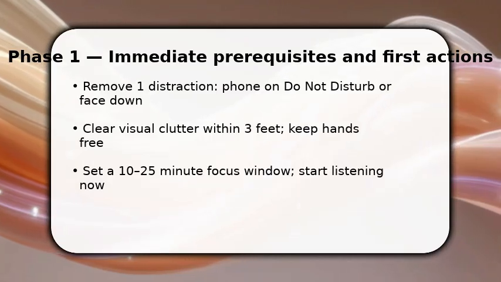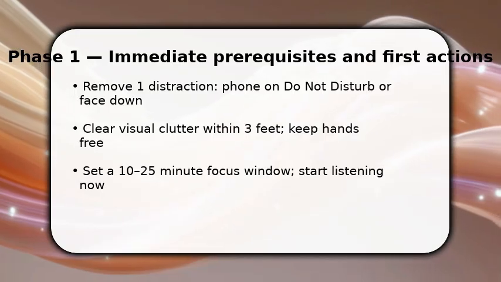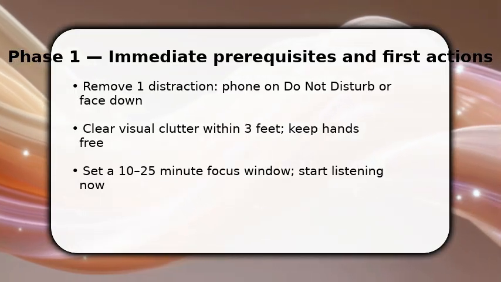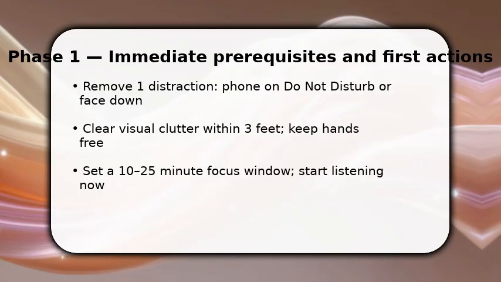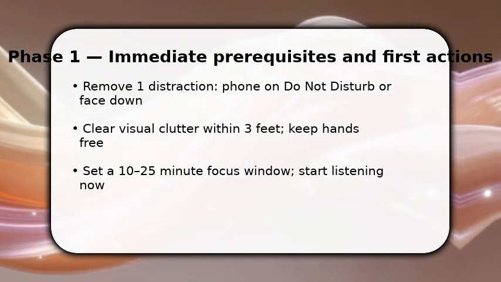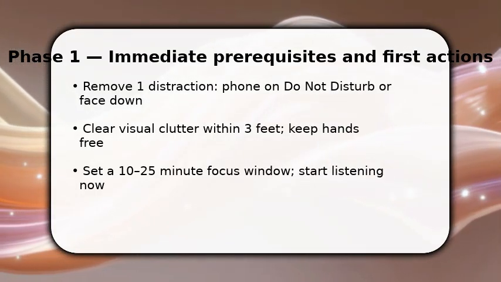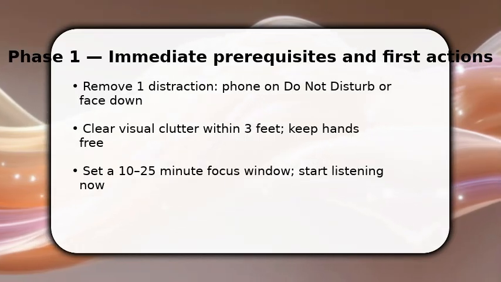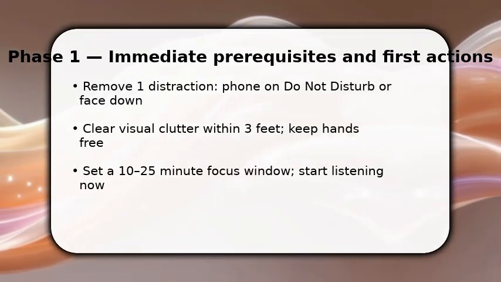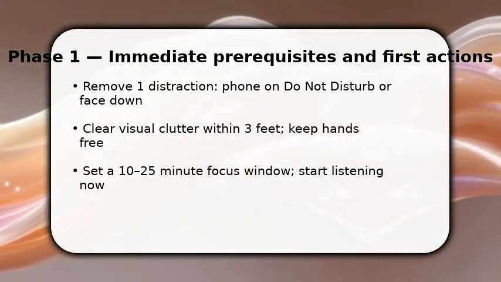You begin by making one decisive change. Silence your phone and remove visual clutter within arm's reach. Once done, set a 10-25-minute focus window and commit to it. This creates urgency and reduces drifting. Make sure to adopt an open posture and breathe for 2 slow cycles so your mind settles.